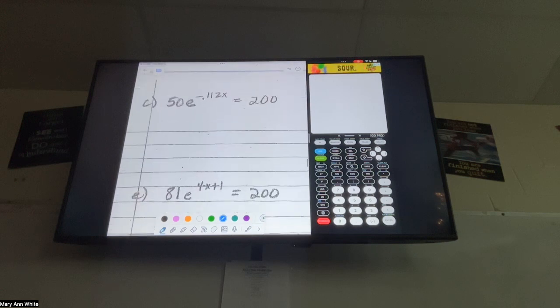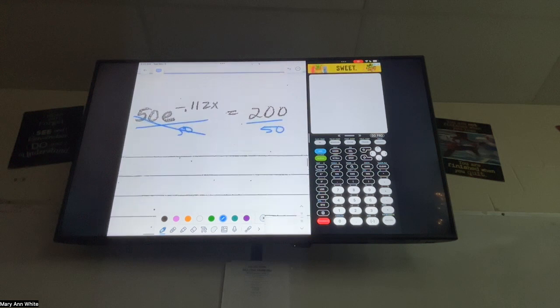Okay. So this next one, I'm on letter C. We have to solve this. So I have to get that e to the power by itself. Let's do what first? Divide by 50. And I get e to the negative 0.112x equals 4.